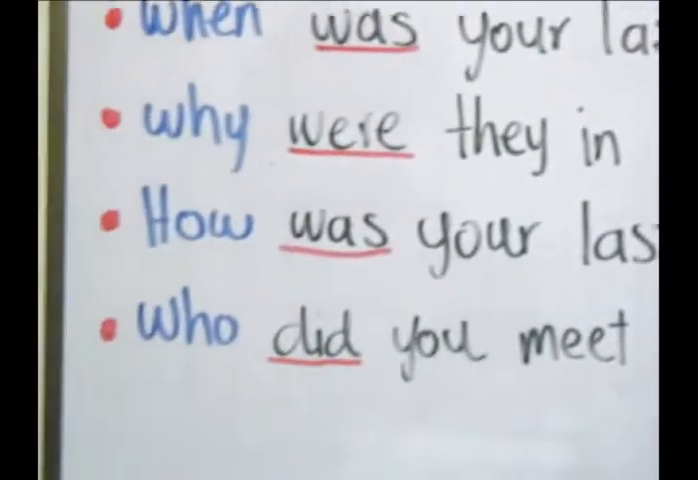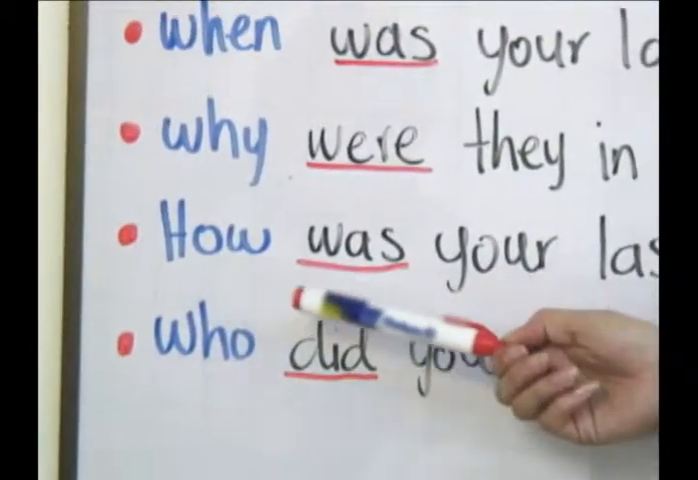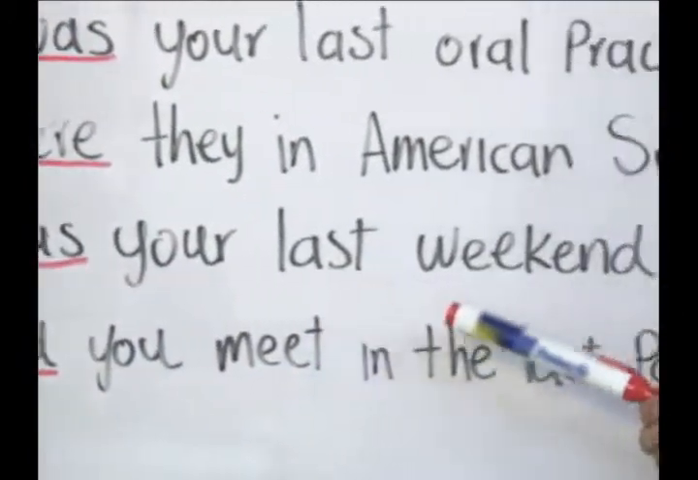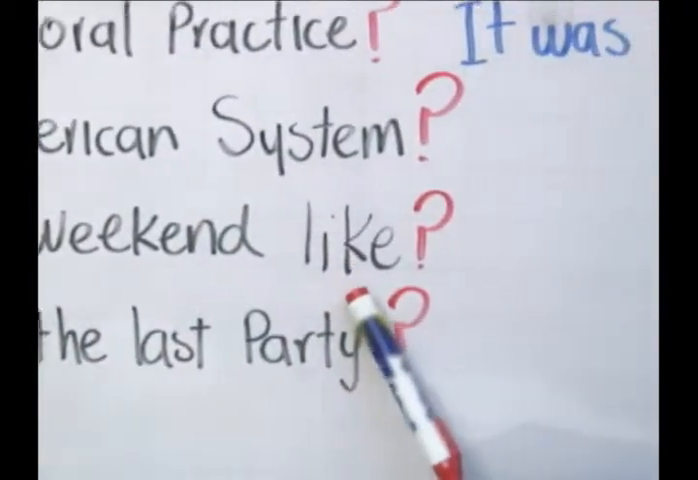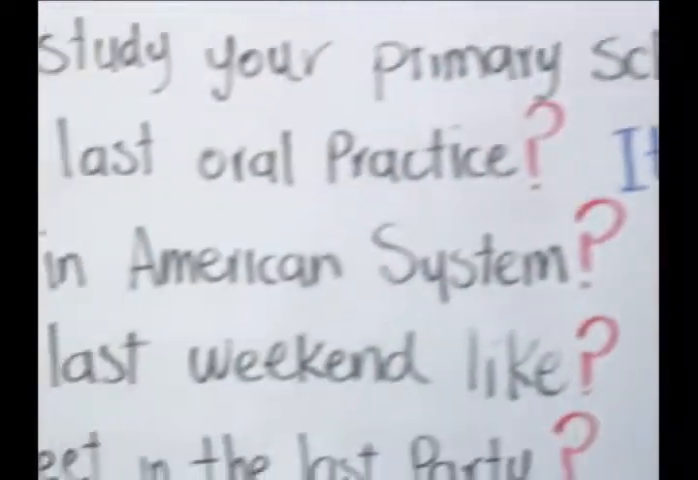Continue. Now with how. How was your last weekend? Answer. My last weekend was very exciting. Remember that you are asking questions with was and were. Make a difference between questions with did and questions with verb to be in past, so was and were. Attention.